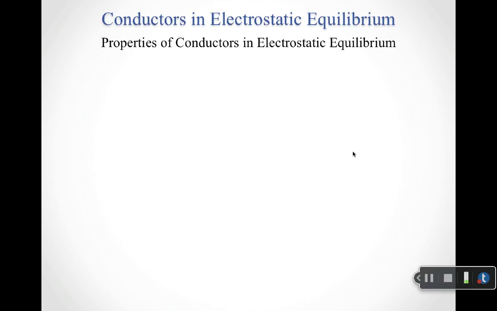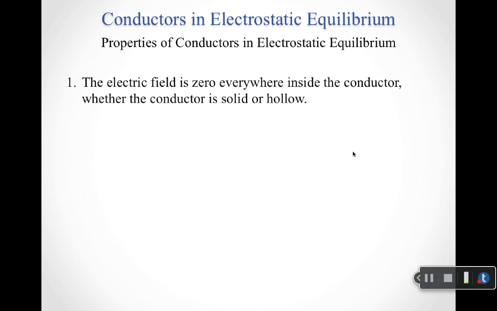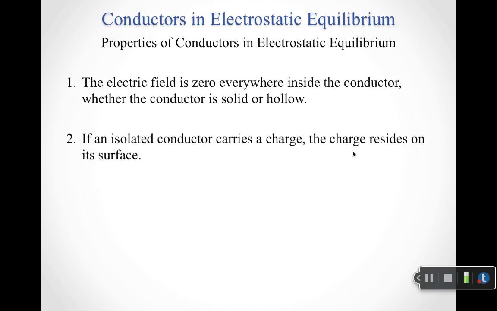There are four properties that we will use to define conductors that are in electrostatic equilibrium. The first one we've talked about is that the electric field is zero everywhere inside the conductor. It doesn't matter whether the conductor is solid or hollow. It simply matters that the conductor is a conductor. It has those free charges that can move around.